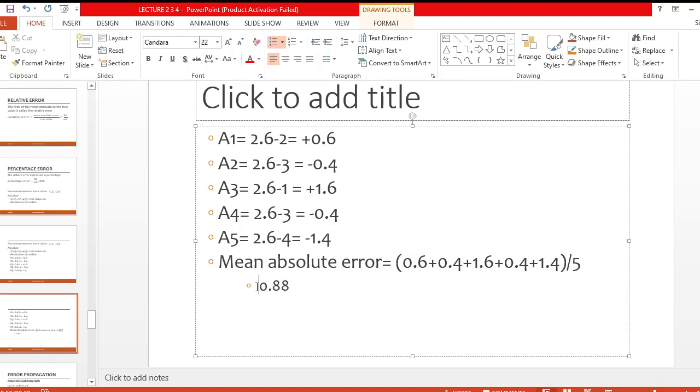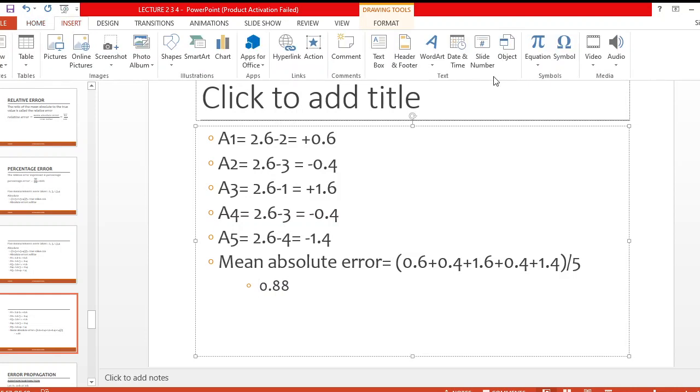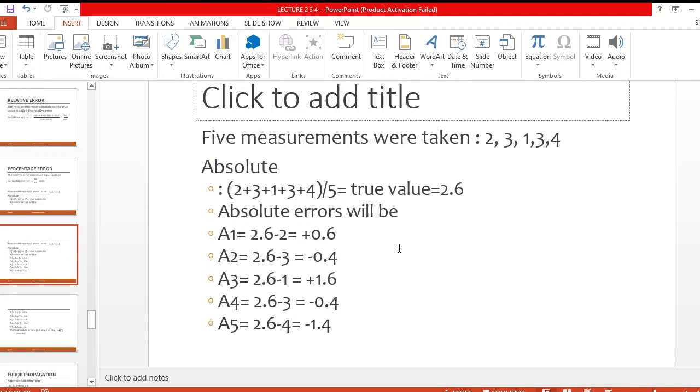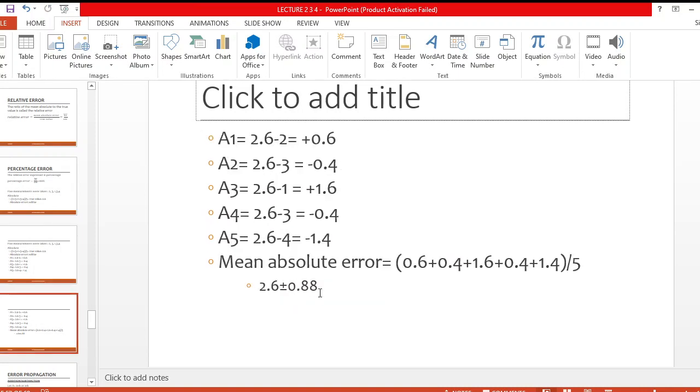So this is 0.88. You add now a sign which is positive or minus. So you add a positive or minus sign to indicate that it is an error, and the error of a true measurement, and that true measurement is 2.6. So the mean absolute error of all these values which have taken the 5 measurements will be 2.6 plus or minus 0.88. It means that it can go up by 0.88, or you can go down by 0.88. So that's how you find the mean absolute error.